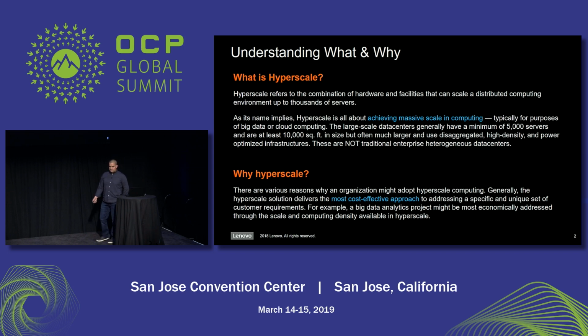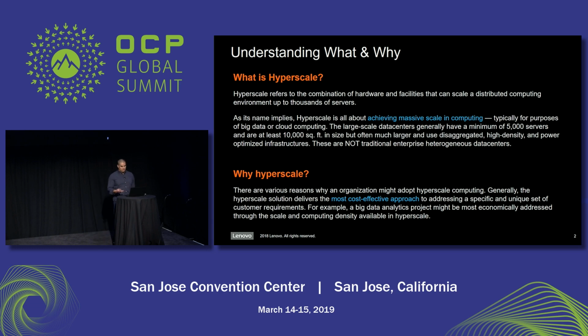Well, as its name implies, it is all about achieving massive scale in computing, typically for purposes of big data or cloud computing. So we refer to these CSPs or hyperscalers that have large-scale data centers and generally have a minimum of 5,000 servers and are at least 10,000 square feet or so. They're used in disaggregated, high-density, and power-optimized infrastructures. These are not traditional heterogeneous standard enterprise environments.